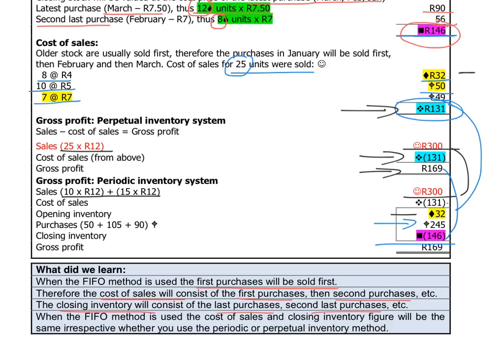When the FIFO method is used, the cost of sales and closing inventory figure will be the same irrespective of whether you use the periodic or perpetual inventory system, because you don't calculate the figures every time. You will only do a calculation at the end of the year if it's a periodic system. But because you use the same method, where the first purchases will be sold first and the last purchases will form part of the closing inventory, you will get exactly the same results if you use the FIFO method, irrespective of whether you use the periodic or the perpetual inventory system.